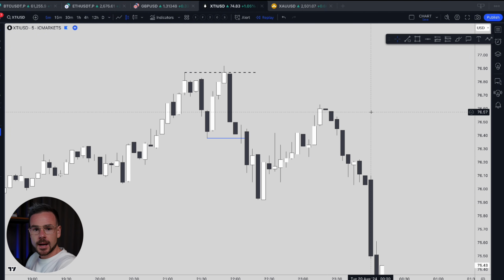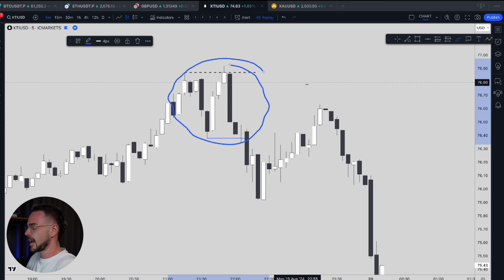So go ahead, start marking these out on your charts and start seeing how often you see them in the market, both on the higher time frames and the lower time frames. And now you know exactly why it's happening, okay?